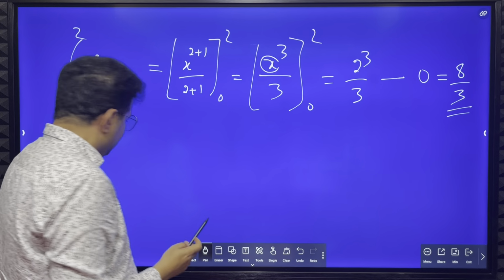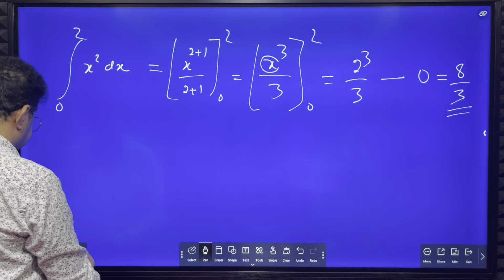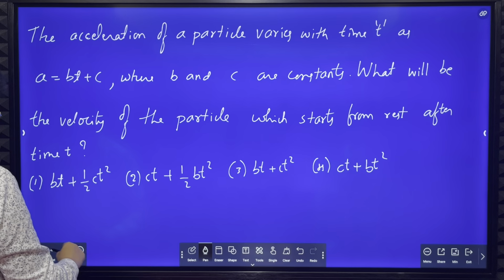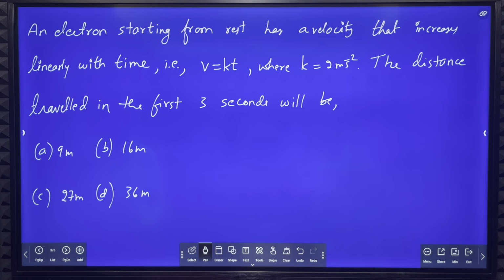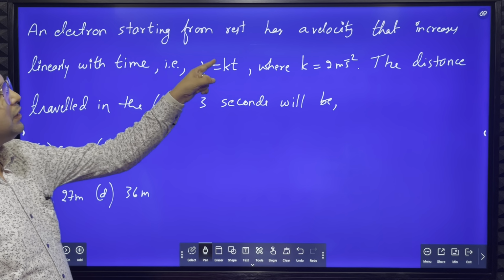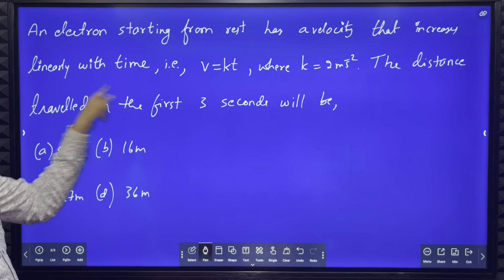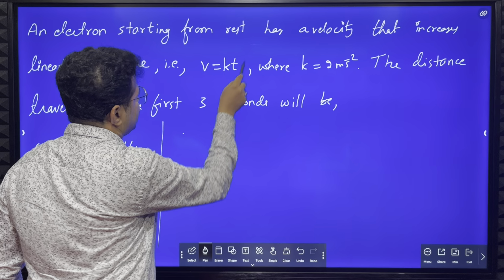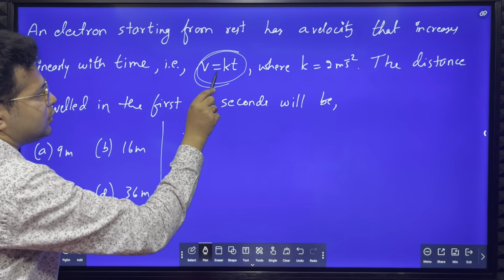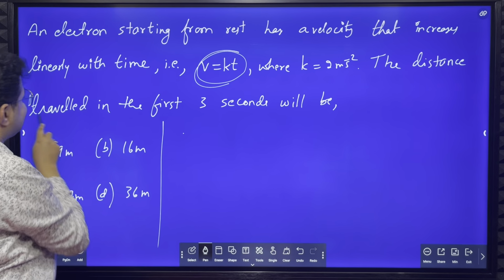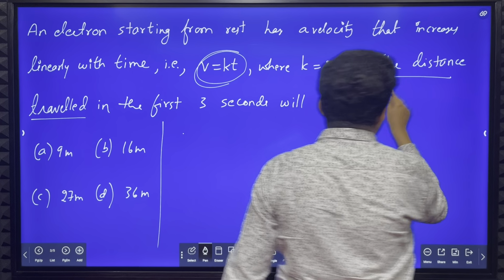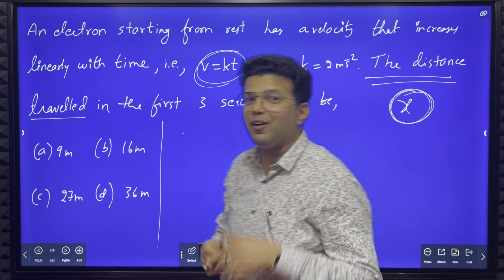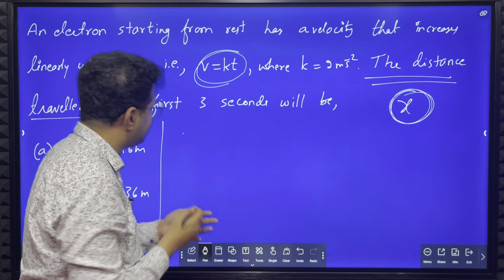Next, we will solve one or two problems for understanding. An electron starting from rest has a velocity that increases linearly with time, v is equal to kt, where k is equal to 2 meters per second square. The distance traveled in the first 3 seconds is what they have asked. You calculate distance traveled. Velocity is given. How to find out displacement?